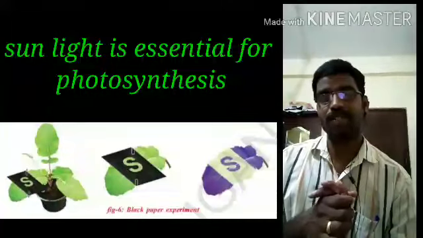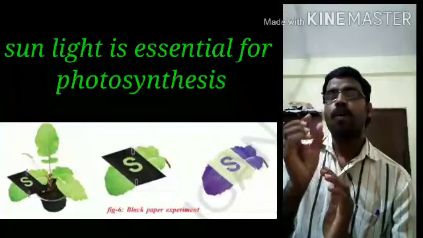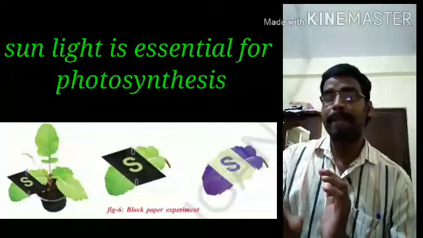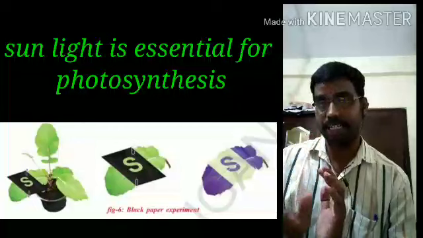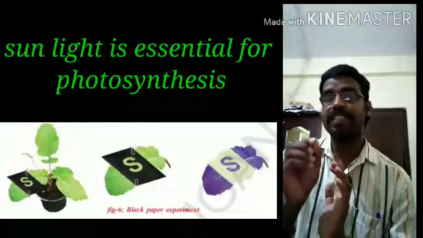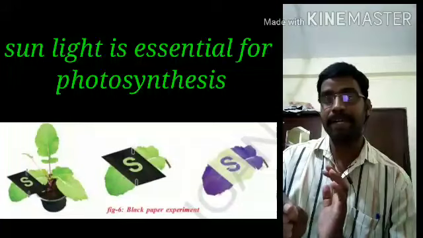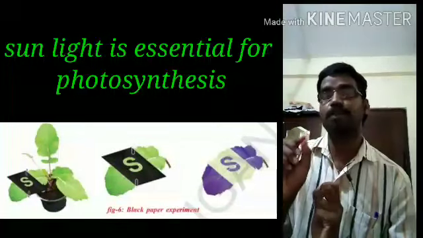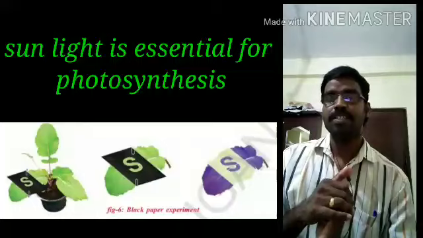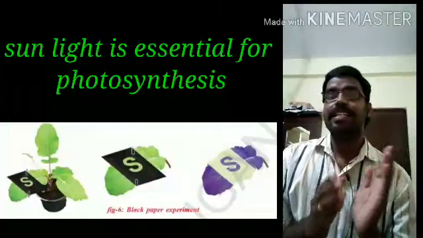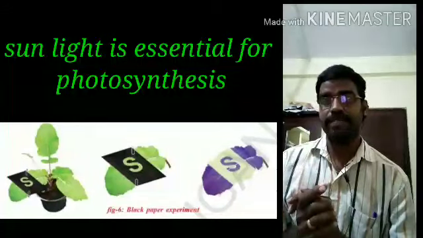Whenever we pour iodine solution on the leaf, only the parts which are not covered with black paper turn blue-black. The parts covered with black paper do not turn blue-black. So in this activity we confirmed that sunlight is essential for photosynthesis.